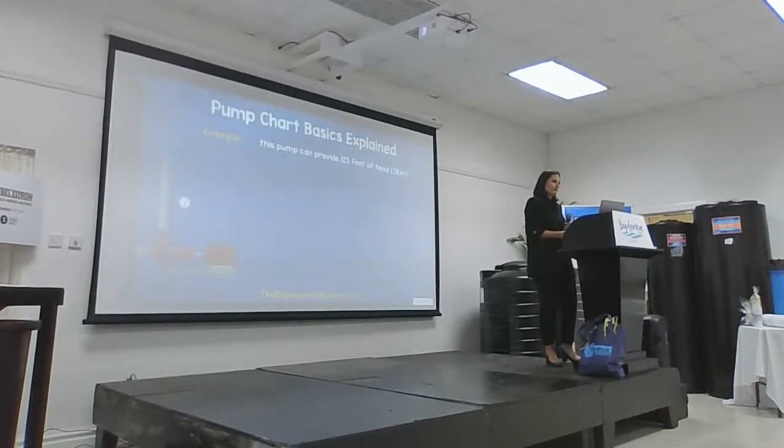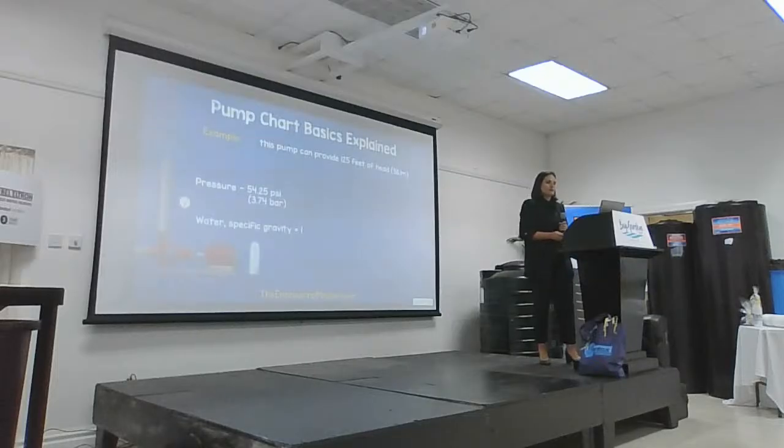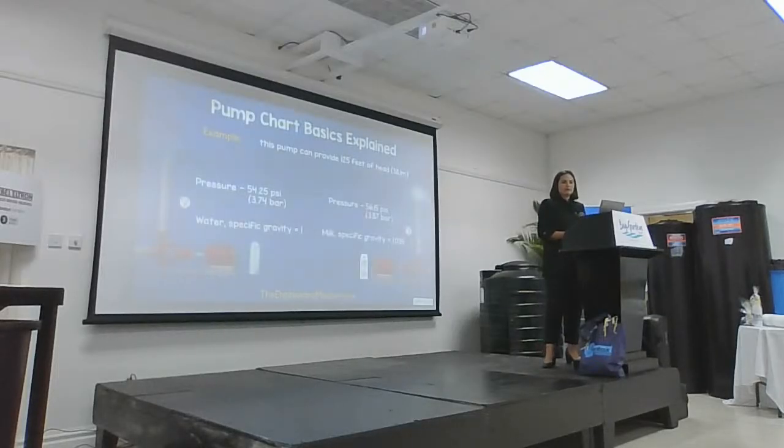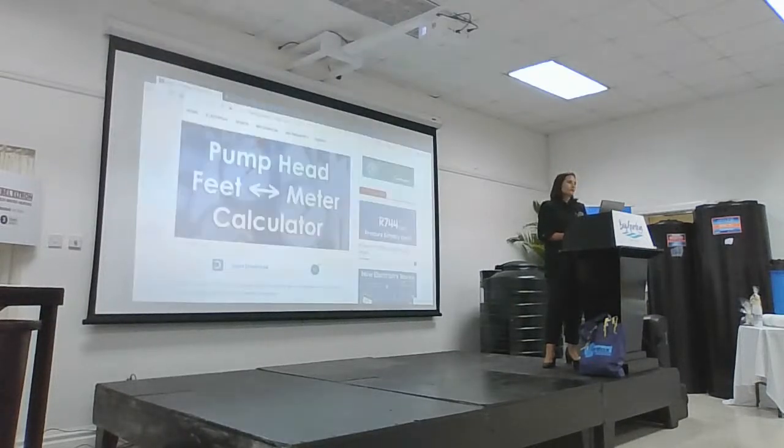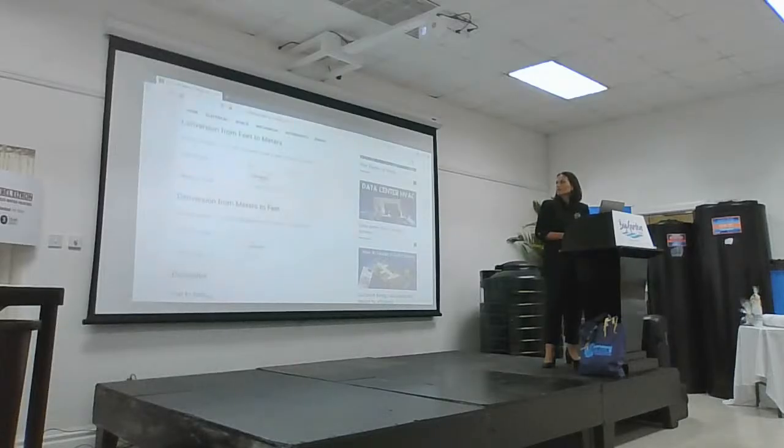For example, we have this pump which can provide 125 feet of head. If we use it to pump water, the pressure will be around 54.25 psi. But if we were to use it to pump milk, then the pressure will be around 56.15 psi. And that's purely because of the properties of the two fluids. Conversion between feet and meters of head is very easy. We have a free calculator for that, which you can find links to in the video description below.